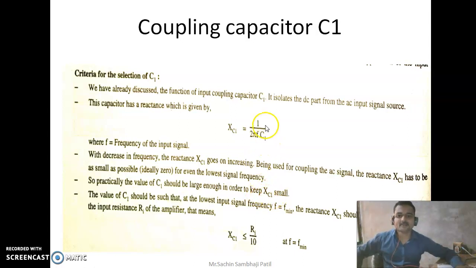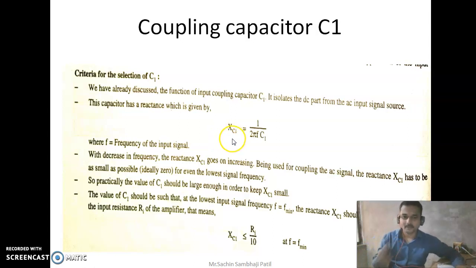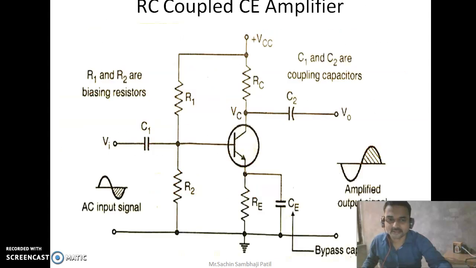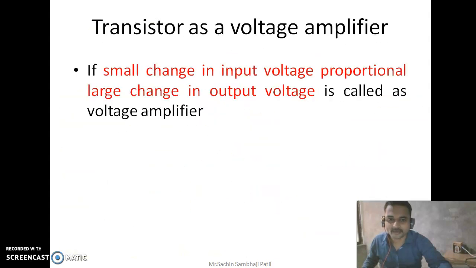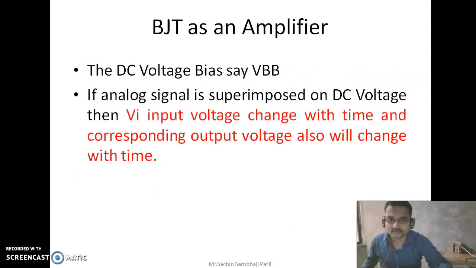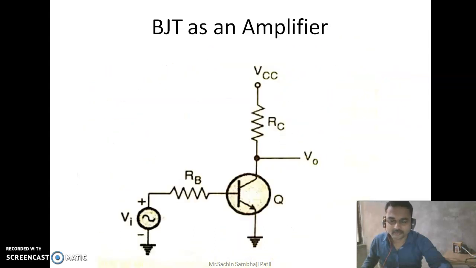If the coupling capacitor is more, the Xc1 will be small, because the input impedance of the amplifier should be considered. Okay, that we have seen already. What are the conditions for an amplifier? We have seen that. What are the conditions for input impedance and output impedance of the amplifier? In that case, what should the conditions be? Already we have seen that.